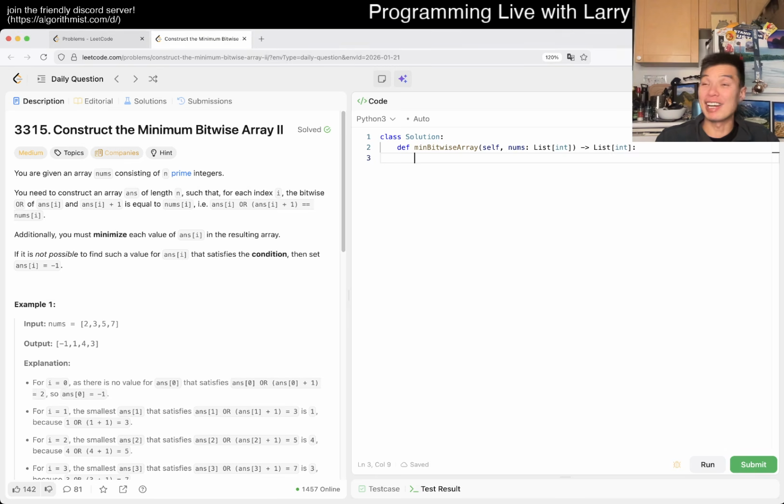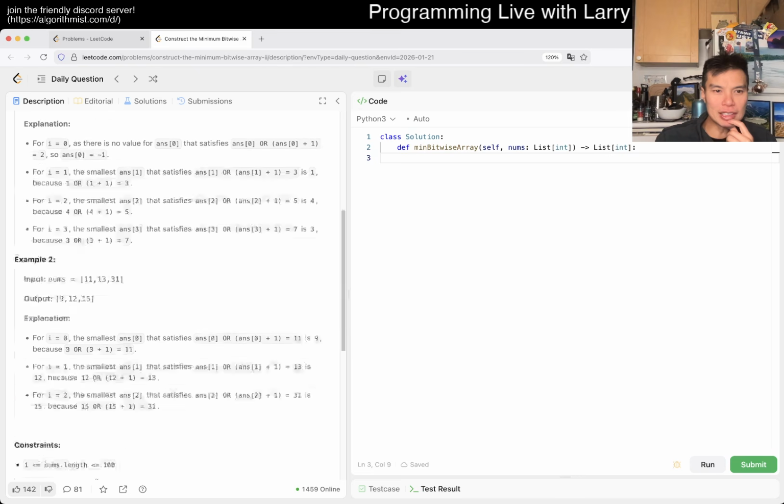Anyway, let's take a look at today's problem. We have 3315, Construct the Minimum Bitwise Array II. Is it the same as yesterday? But obviously part 2. And primes, we have the bitwise OR, minimize each value, or if not possible.